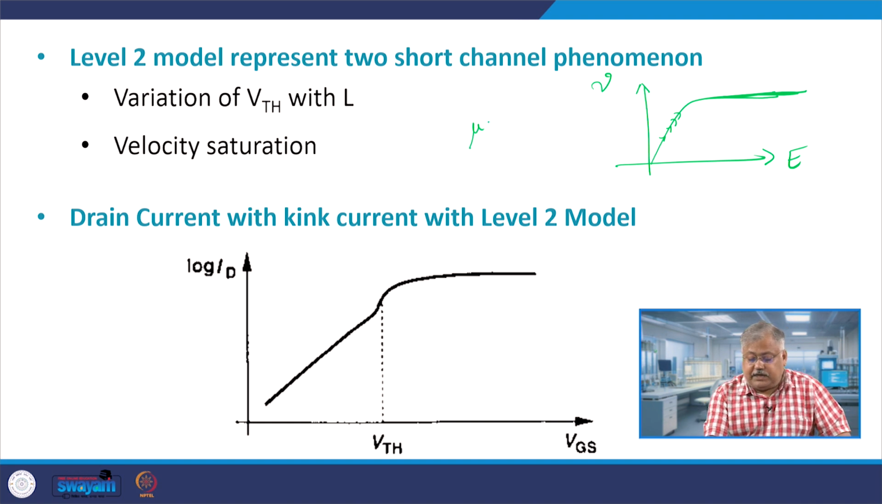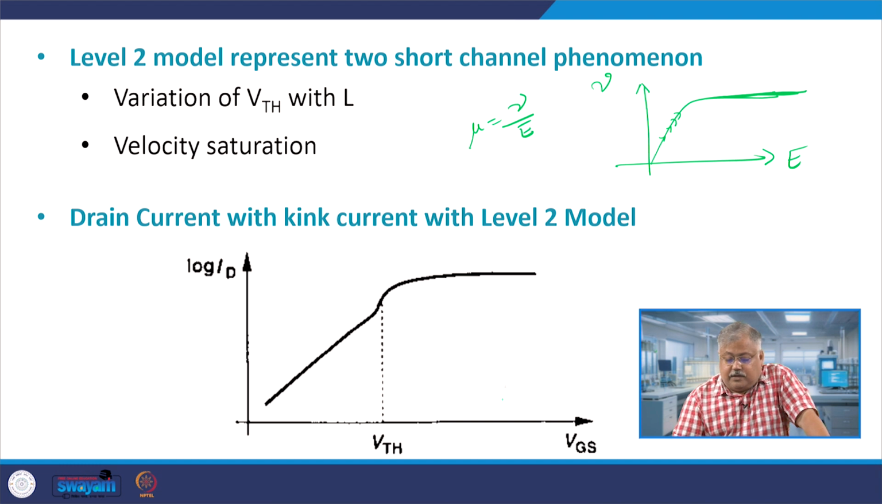So, the mobility is basically defined as V by E, velocity per unit electric field, and therefore, you will see that this is almost constant mobility at low electric field, but the mobility tends to decrease, and at very high electric field, your change in the velocity is almost 0, and therefore, I would expect to see my mobility fall down to a very low value at very high electric field.